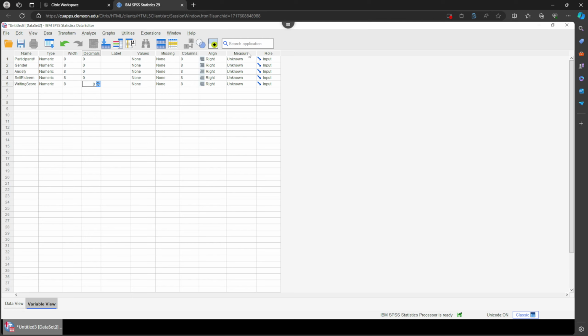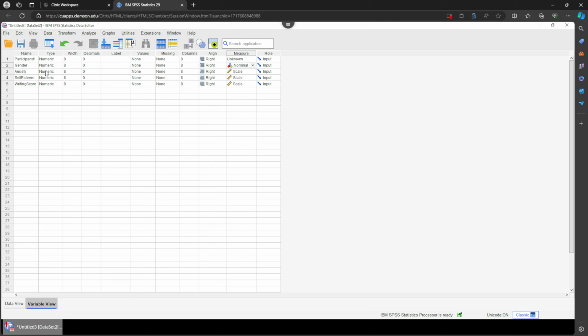Let's go ahead and talk about measures here, so how each of these values are being measured. Now for participant number, it's not really being measured, so we don't need to worry about this here. For the other variables, we can identify that anxiety, self-esteem, and writing scores all fall under the scale measurement type. And for gender, that is a different type of variable than a scale variable. In this case, it's always going to be nominal because there's no order to the different gender levels. We just have different groups based on the identification of gender. So we're going to choose nominal for that one.